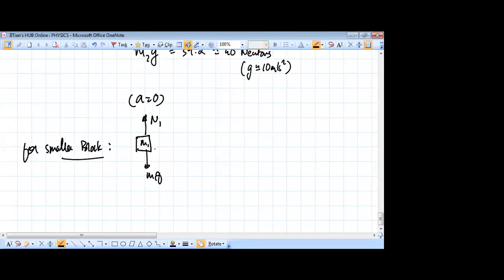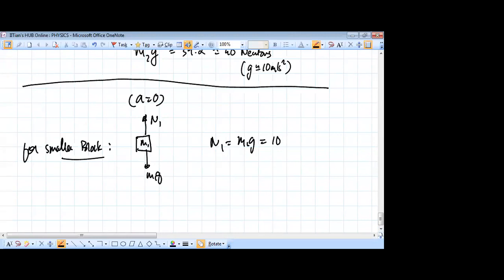For the smaller block, this is what is happening. There is no horizontal force acting on it. So its acceleration will be 0. So N1 will be equal to M1g, equal to 10 newtons, or more precisely 9.8 newtons, or approximately 10 newtons. But acceleration is equal to 0. Acceleration of that block will be 0. And only two forces acting on it, as shown in the diagram.